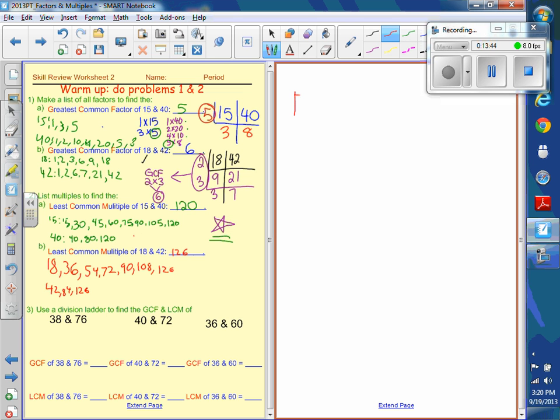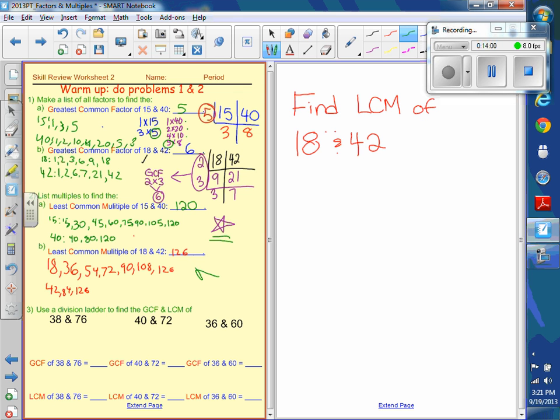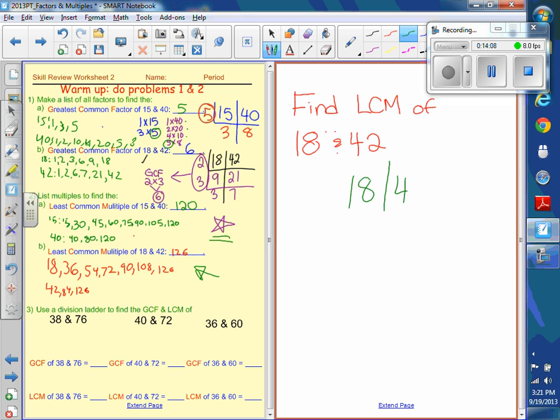If I have you find the LCM with a different pair of numbers, I'm going to abbreviate. Find the LCM of 18 and 42. I'm using 18 and 42 because earlier in class we already did the answer, right? We know the answer should be 126. So the question that Sebi has is, if I do my division ladder and it's longer, what happens? So what if you start with 2? 18 divided by 2 is 9. 42 divided by 2 is 21.